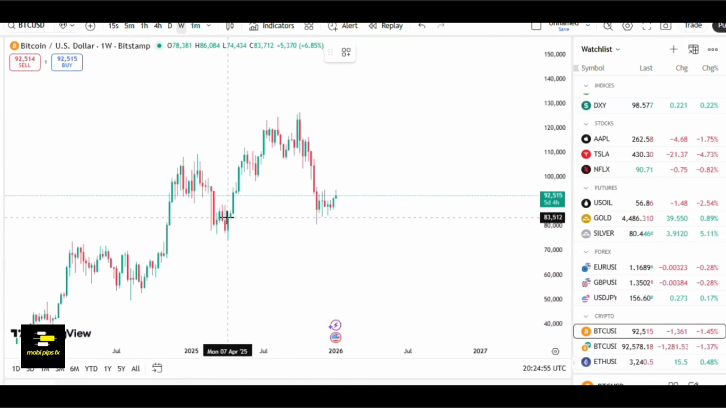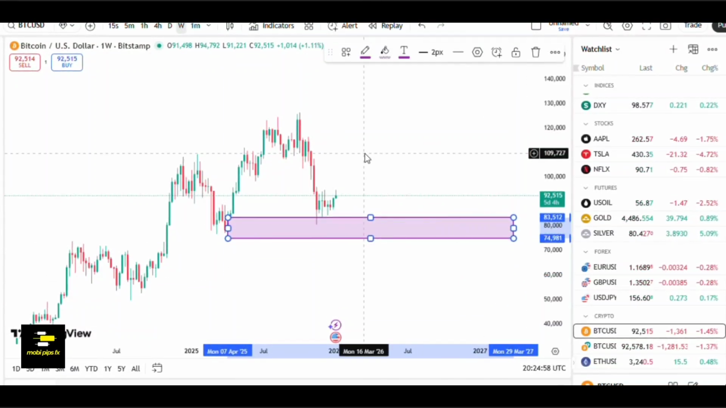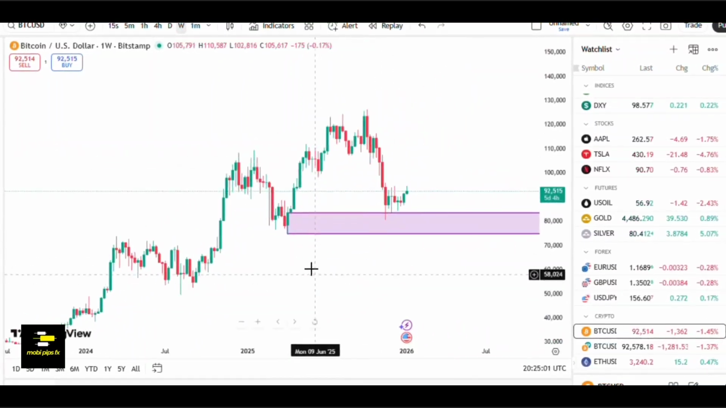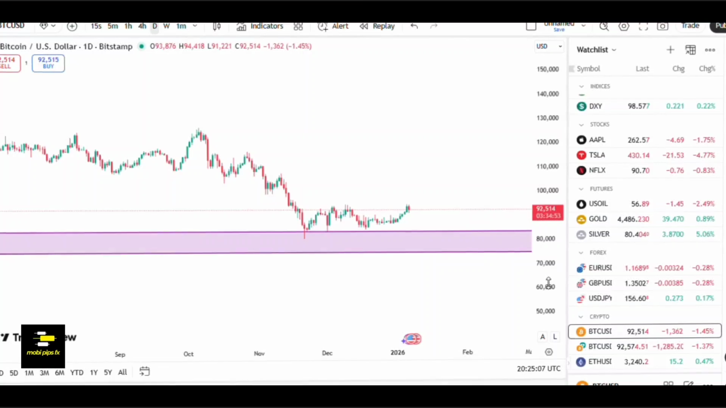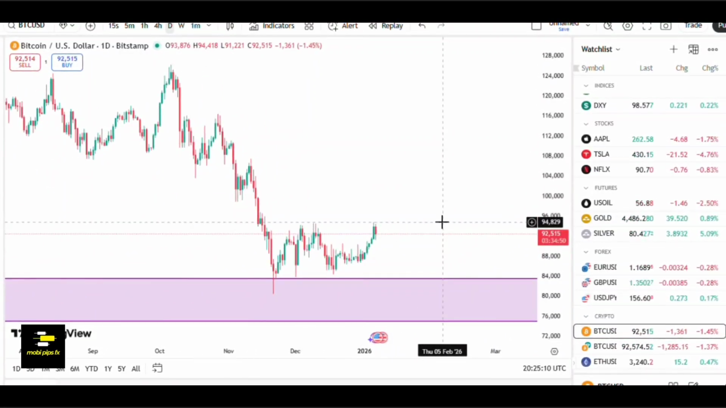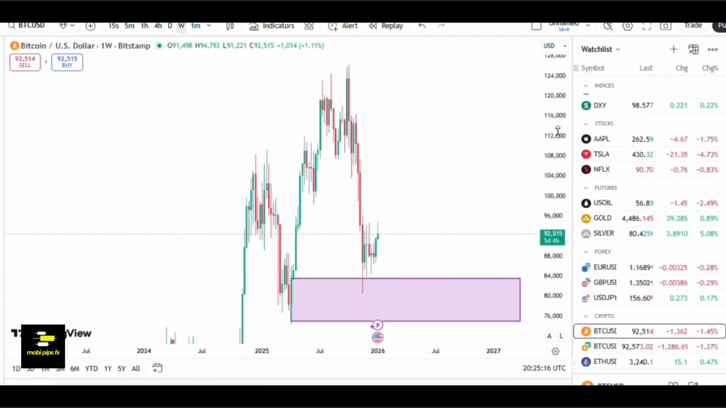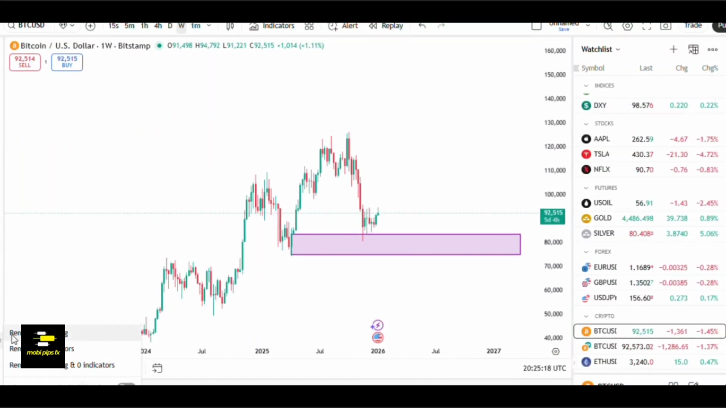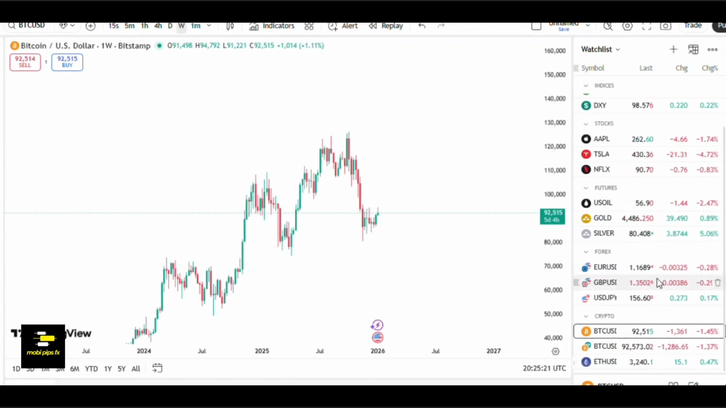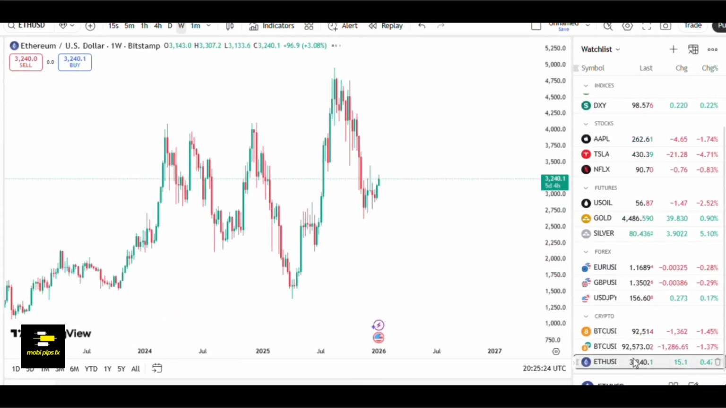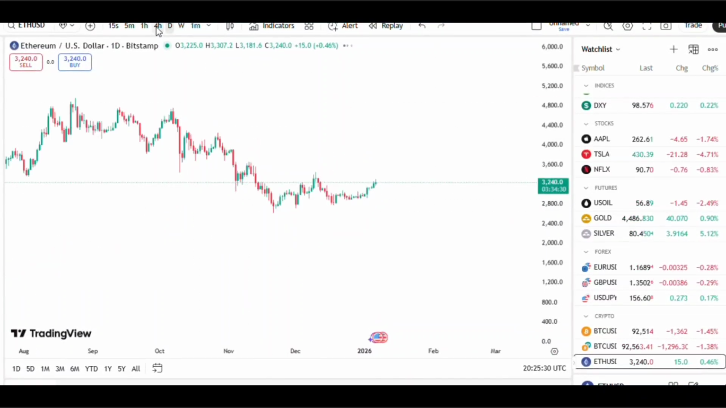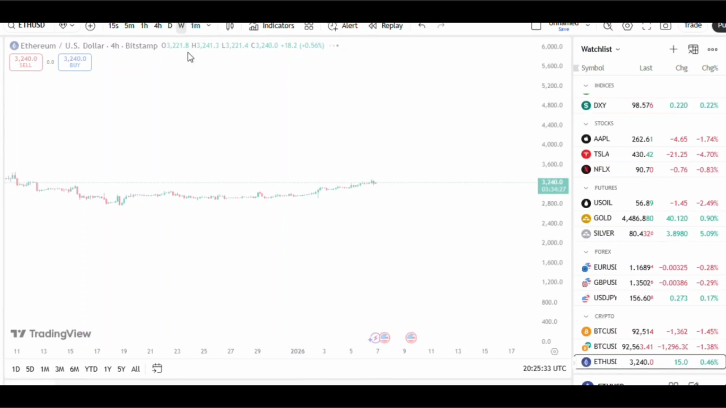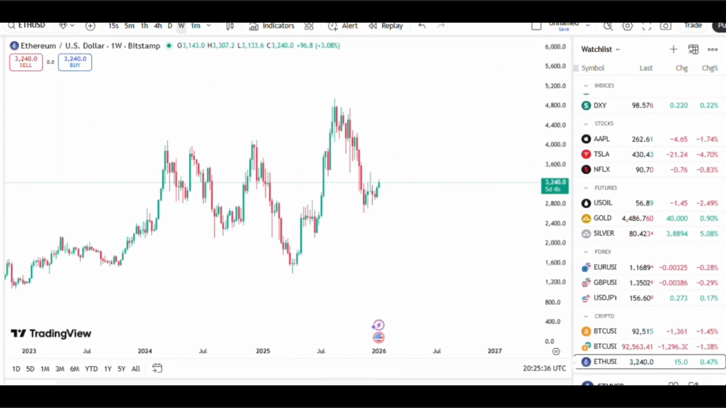Please, if you are doing it, do it at your own risk. I am not your financial advisor, but based on what we are seeing here, it seems that this is a strong zone that is being respected. We are yet to get the full confirmation as to whether it's going to go bullish. So those who do BTC, congratulations to you if it's going to go up. Yes, this is Ethereum, on the weekly. You can see it on the weekly, daily, 4 hour, 1 hour, and so on and so forth. So now let's drop it down.